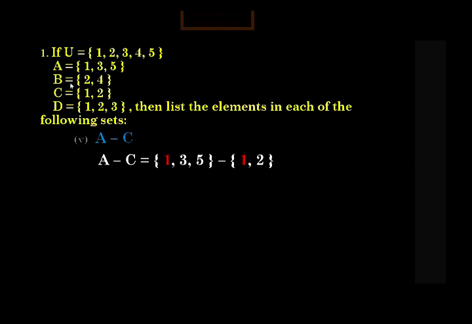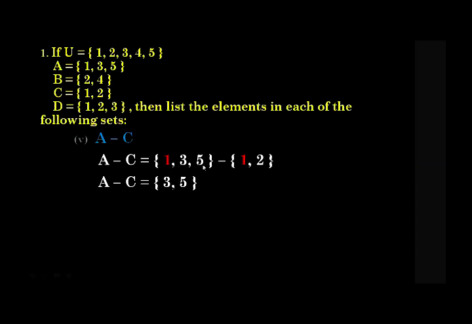Why we don't write the elements of set B and D? Because in this question we need A and C. So the elements of A are 1, 3, 5 and the elements of C are 1 and 2. What is the answer? 3 and 5. You can see that we have two sets.